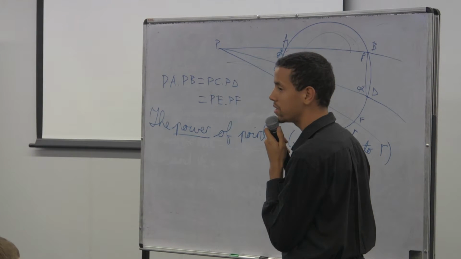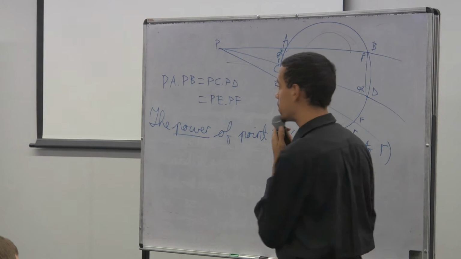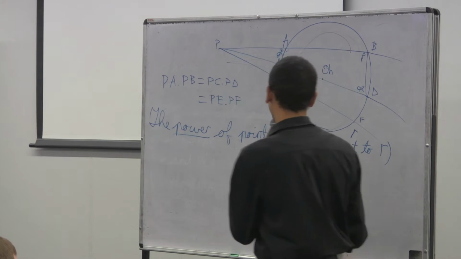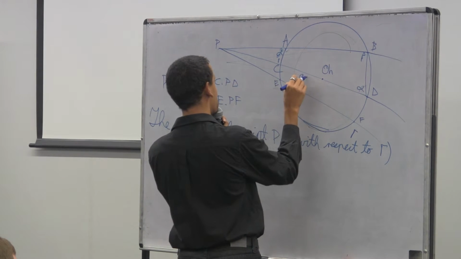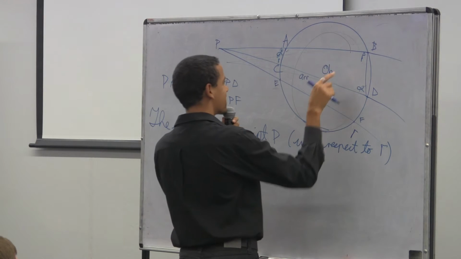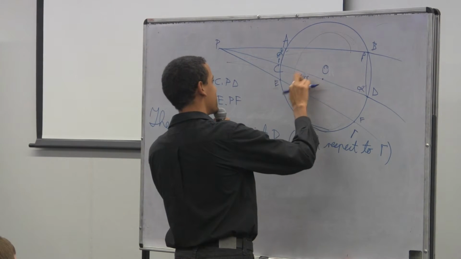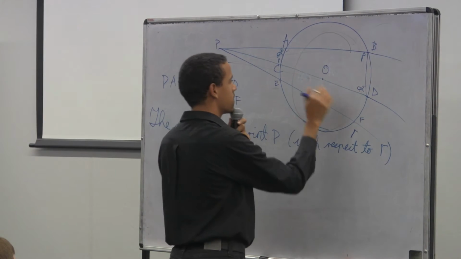What should we call the radius of the circle? R. Okay, I'm kidding. We'll do that next time. Okay. O and R.